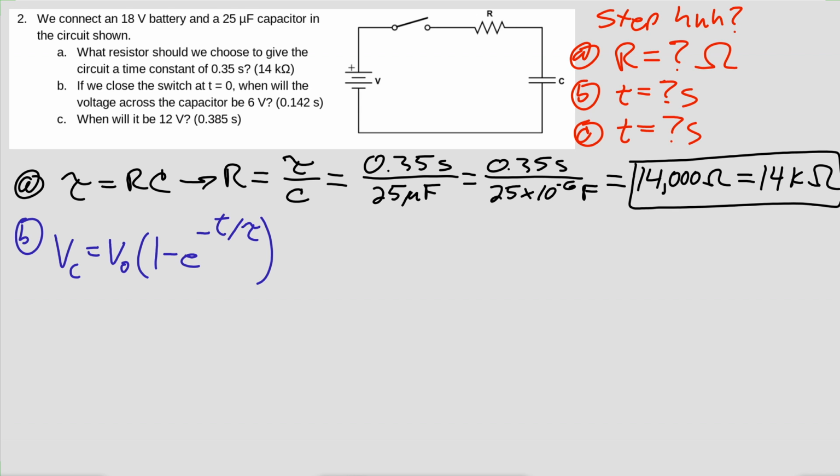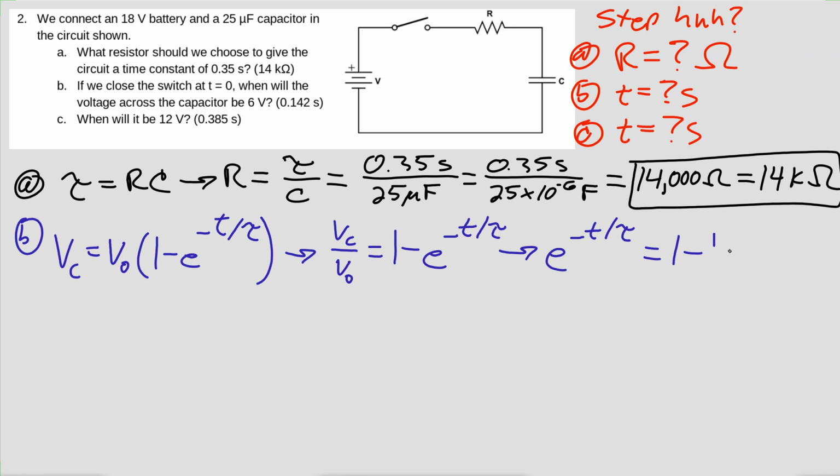First things first, let's divide both sides by V naught, and that's going to give me V sub C over V naught is equal to 1 minus e to the minus t over tau. And then a little bit more algebra: I'm going to add e to the minus t over tau to both sides, and subtract V sub C divided by V naught. That's going to give me e to the minus t over tau is equal to 1 minus V sub C over V naught.